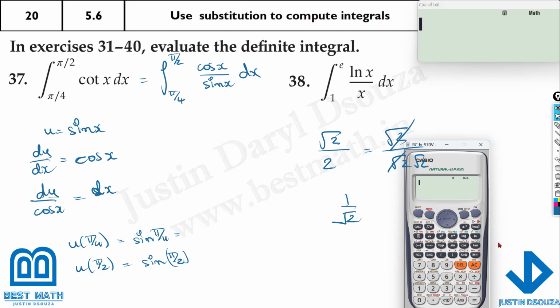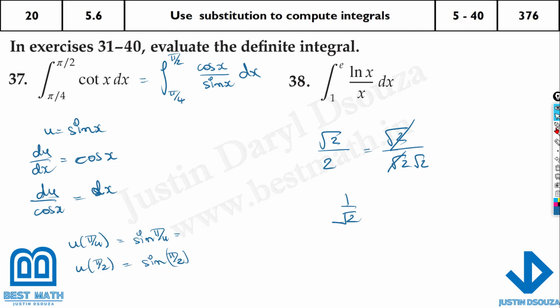And what next? We have sine of pi by 2, which is 1. Pi by 2, it's shift pi, and divided by 2, it is 1. So we will write it out over here. I'm going to write 1 by root 2, and this is 1. Let me just clear this off. And even if you write root 2 by 2, it's okay. That's no problem.